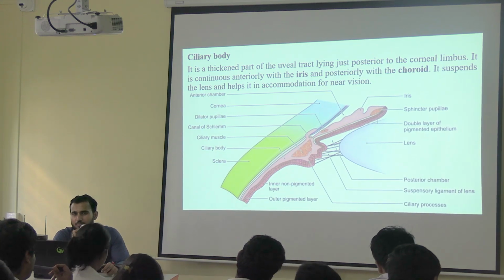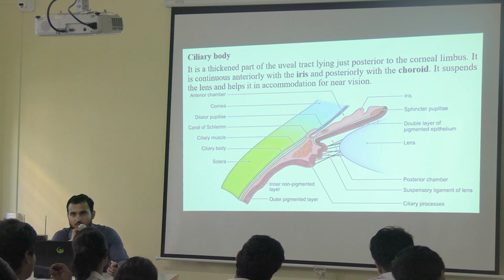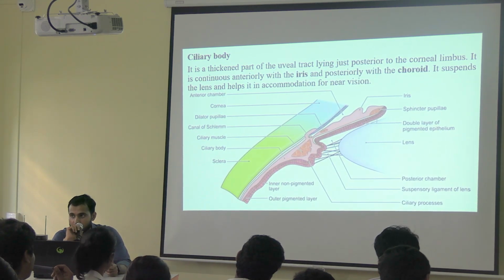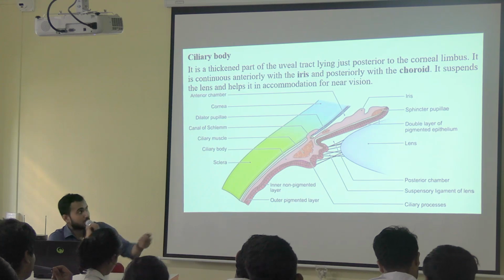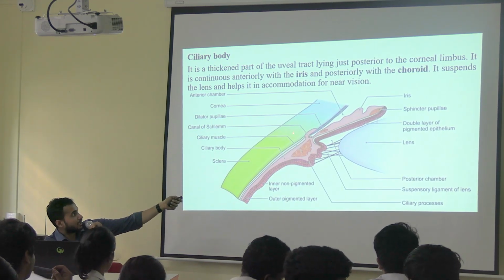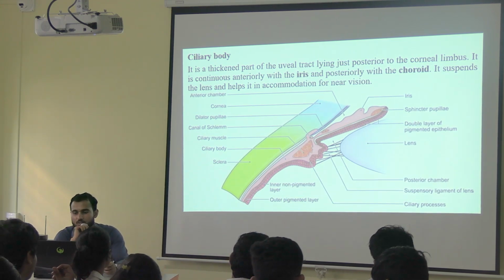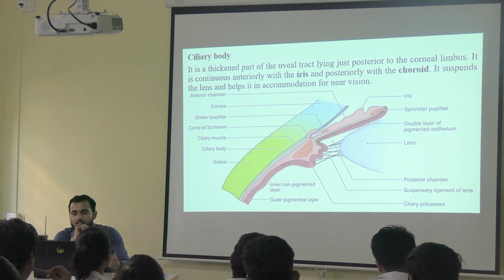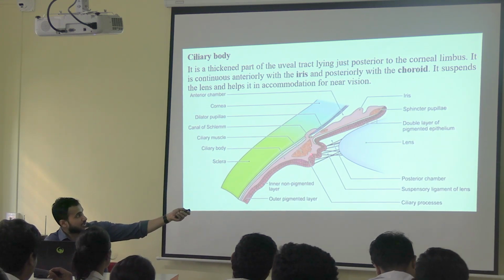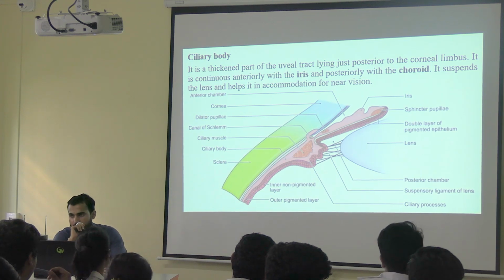If you see where the ciliary body is located, it is just posterior to the limbus. What is the limbus? The sclerocorneal junction, also called the limbus. See, this is the sclerocorneal junction. Here is the sclera, here is the cornea. Just posterior to that, you can see the ciliary body is situated. It is the continuation of the iris anteriorly. So the anterior continuation of the ciliary body is the iris and the posterior continuation is the choroid.